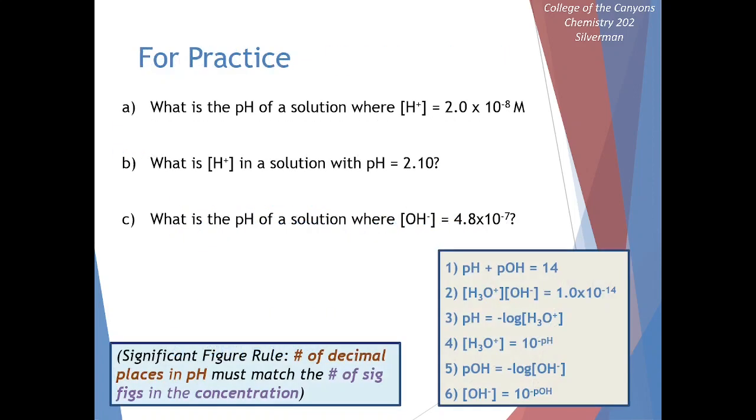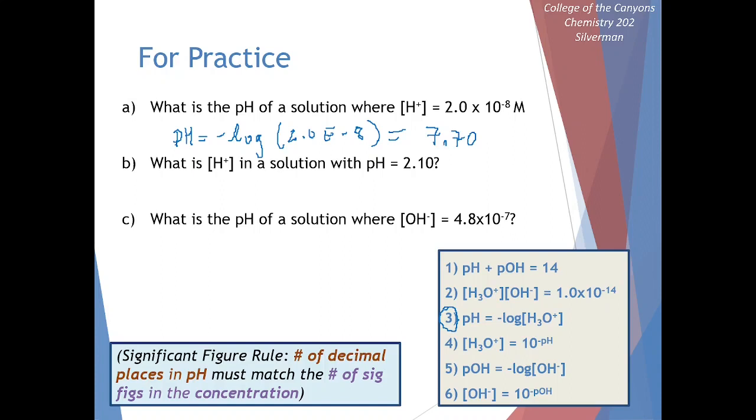So lastly here, we can do some practice problems. What is the pH of a solution where our H plus is this concentration? What's the amount of H plus? What's the pH? If we measure one thing, can we figure out everything else? For question A, we measured the amount of H plus. We're trying to find the pH. Seems like equation 3 is good here. Select the equation, plug it into the calculator, get your value.